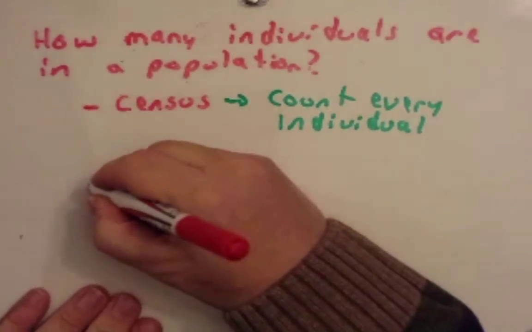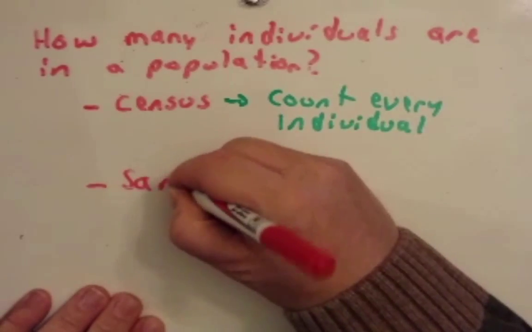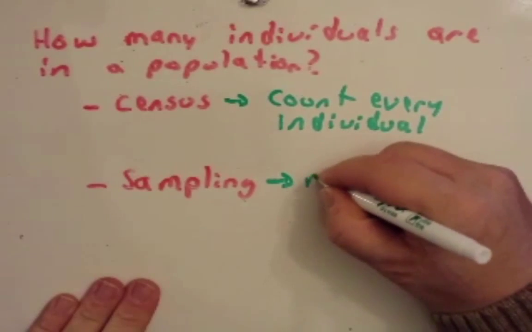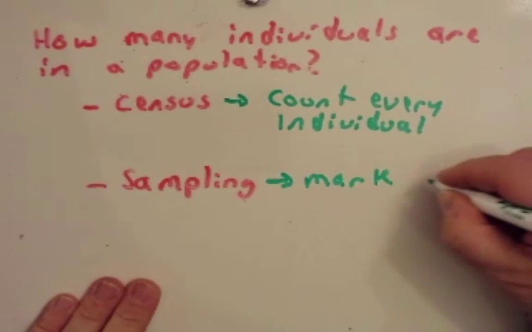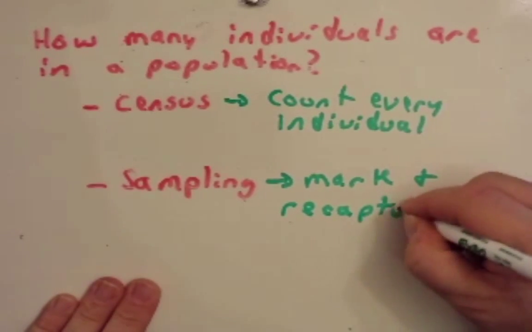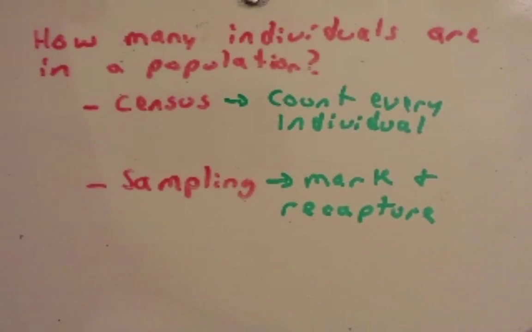So as an alternative to doing a census, you do sampling. And I think you did something like this in lab. And this is where you mark and recapture. And that's all you need to know about how the ecologist would answer this question of how many individuals are in a population. The next question is, how are individuals distributed within a population?